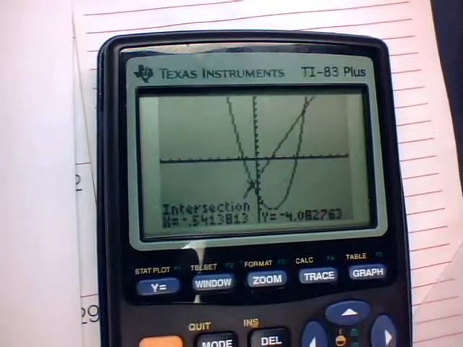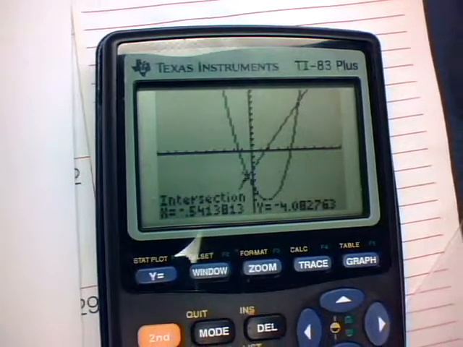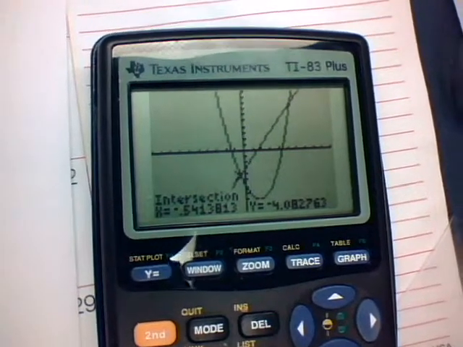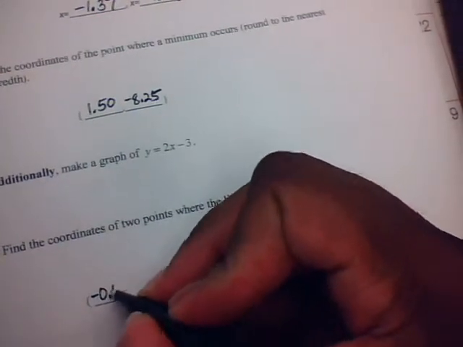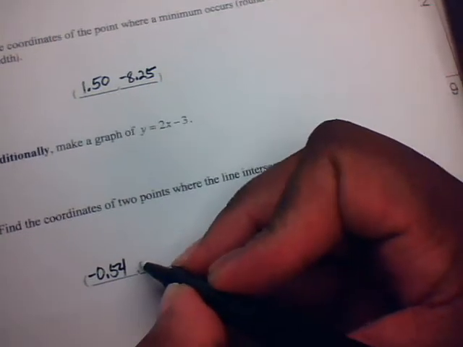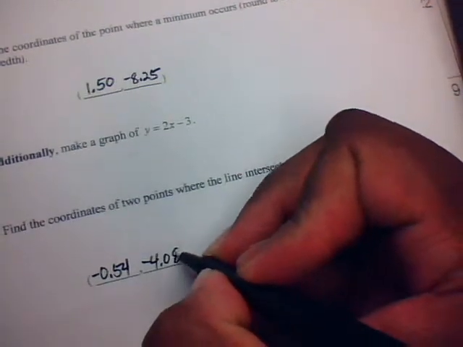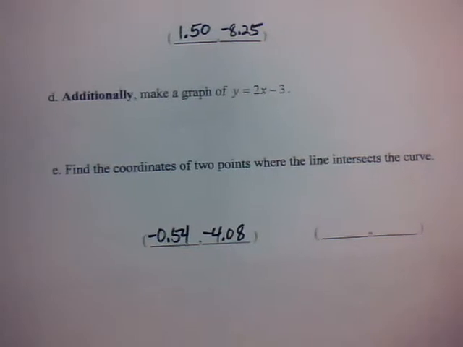And we're going to round to 2 decimal places, so it'll be negative 0.54 and negative 4.08. That's your first point of intersection.